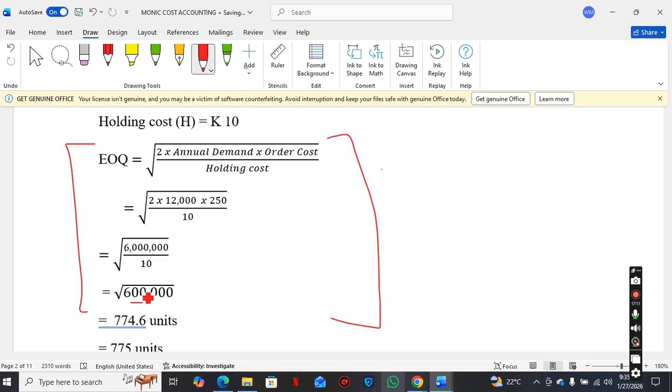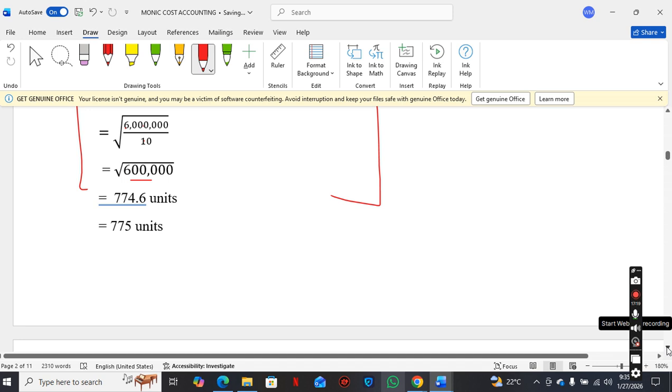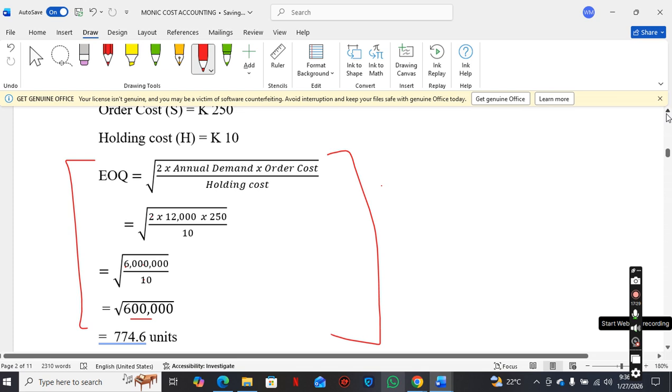Square root of 600,000, 774.6 units, which can be rounded off to 775 units. Any questions on that? This EOQ formula, I don't know if it's provided, but it's not hard to forget. So it might be provided to you, but seek clarity from your lecturer. Any questions?